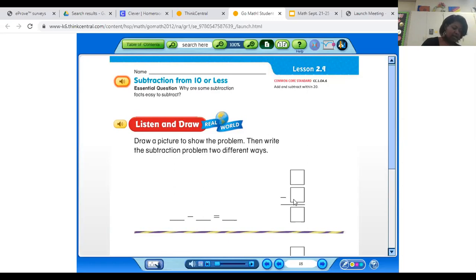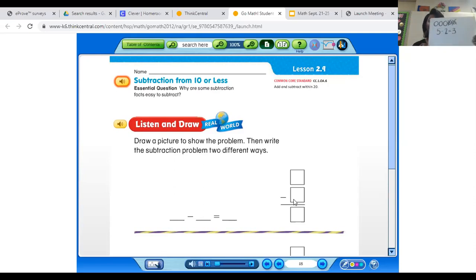All right. So we're going to draw 5, represent our 5 birds, 5 circles. 1, 2, 3, 4, 5. How many of them flew away? 2 of them flew away. So let's cross them out because they're no longer there. How many birds are still in the tree? So I had 5. I took away 2. 5 minus 2 is equal to 3.